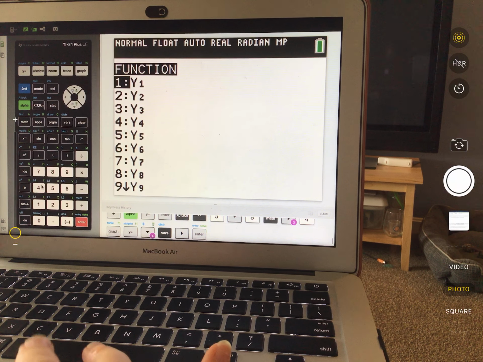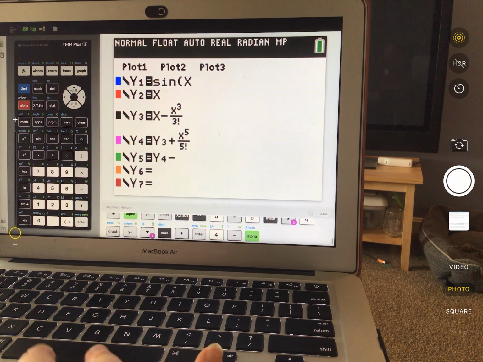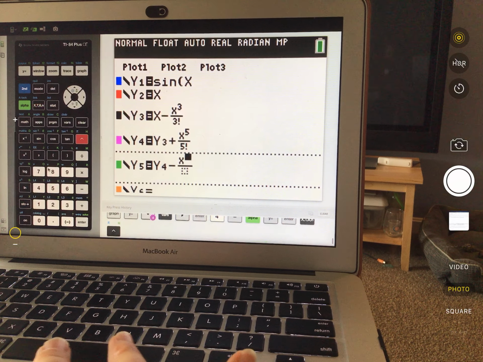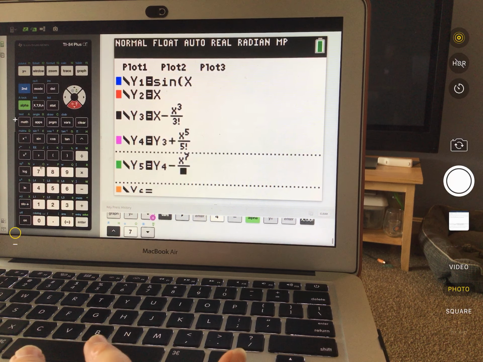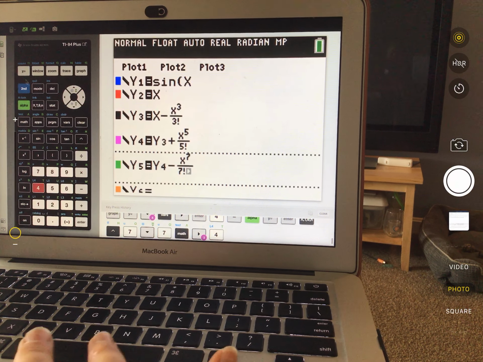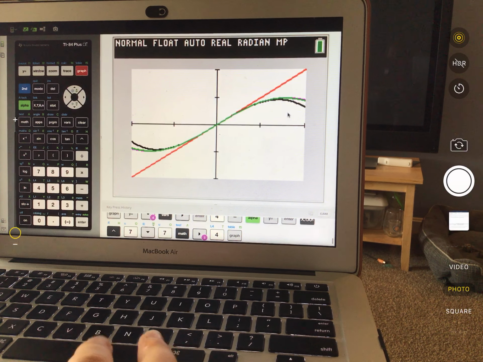And then if we do the same thing one more time, I'm going to put this in y5. I'm going to use what I have in y4 since I'm just adding on a term each time. And now our next term is that fraction x to the 7th power over 7 factorial.